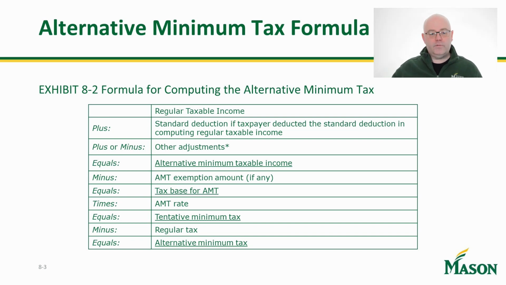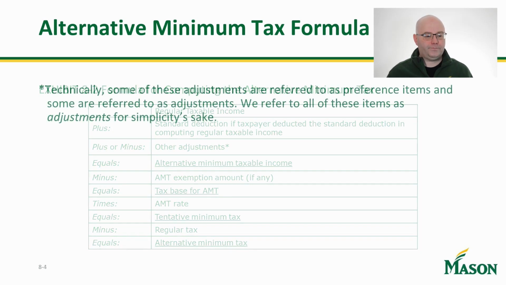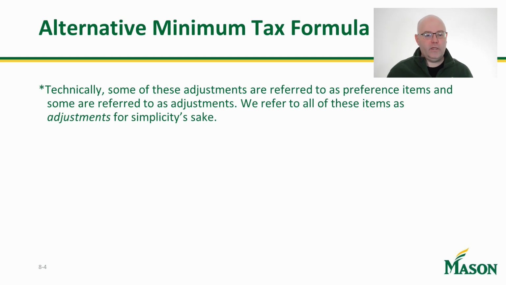So you're going to have your tentative minimum tax compared to your regular tax. If your regular tax is higher than your tentative minimum tax, you're going to pay your regular tax. If your tentative minimum tax is higher than your regular tax, then your alternative minimum tax is going to be the difference between that regular tax and the tentative minimum tax, and that's going to be your AMT that you're going to have to put on the tax return, because they're trying to elevate your taxes to what that tentative minimum tax is. And so that's going to be how that gets taken care of. Now, like I said, technically the adjustments are referred to as preference items, sometimes referred to as adjustments.